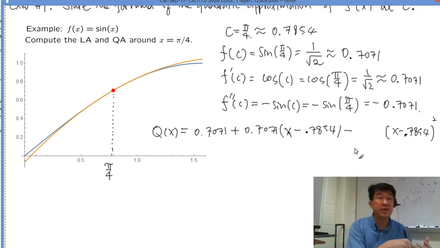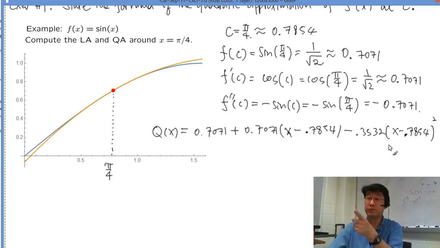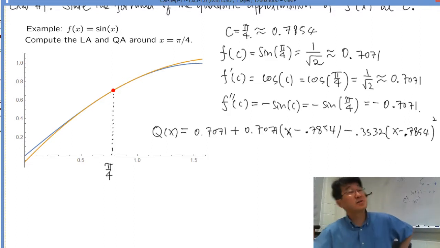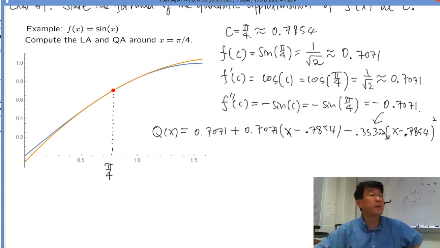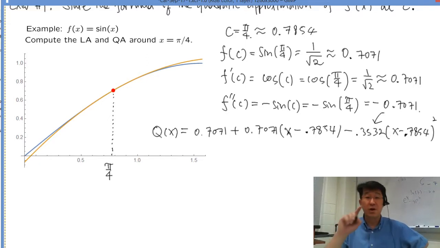Do you know what is multiplied to that x minus 0.7854 squared? Over 2, right? So can you divide that for me? This is 0.3535, is that right? 0.3535, yeah. Okay, that's it. That's the quadratic approximation. See what happened to negative 0.7071. You divide it by 2, 0.3535. Any question about all these four numbers you got? Good?